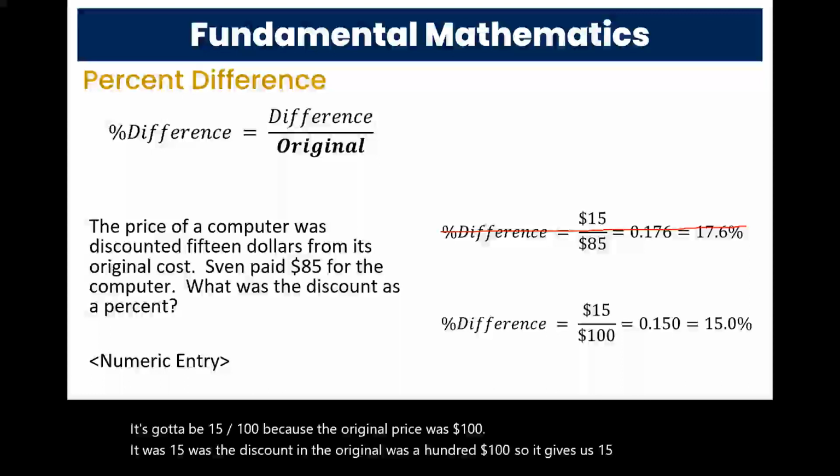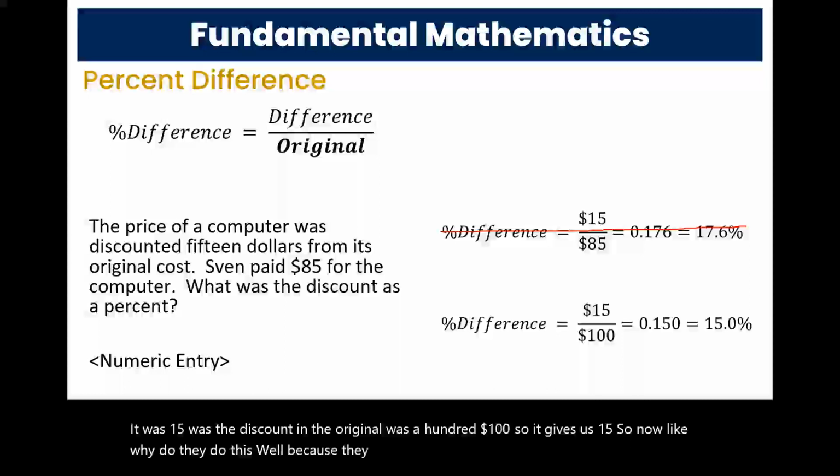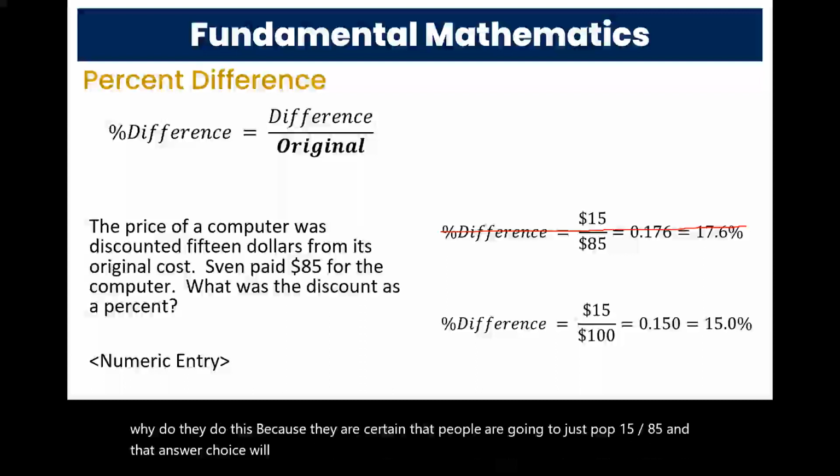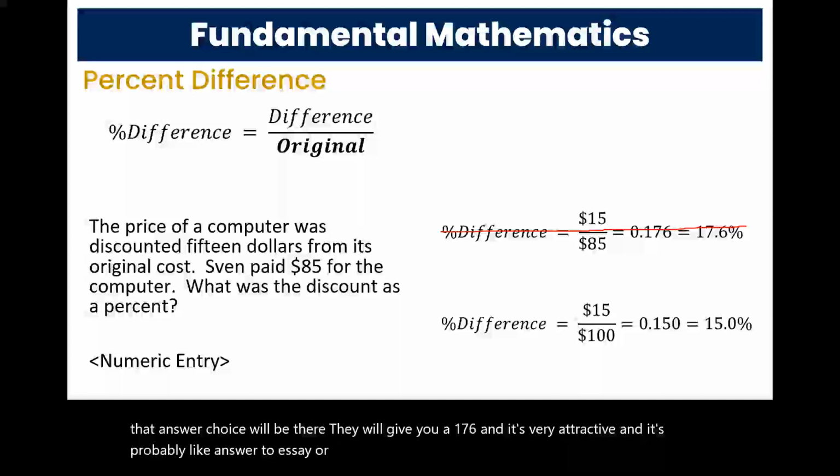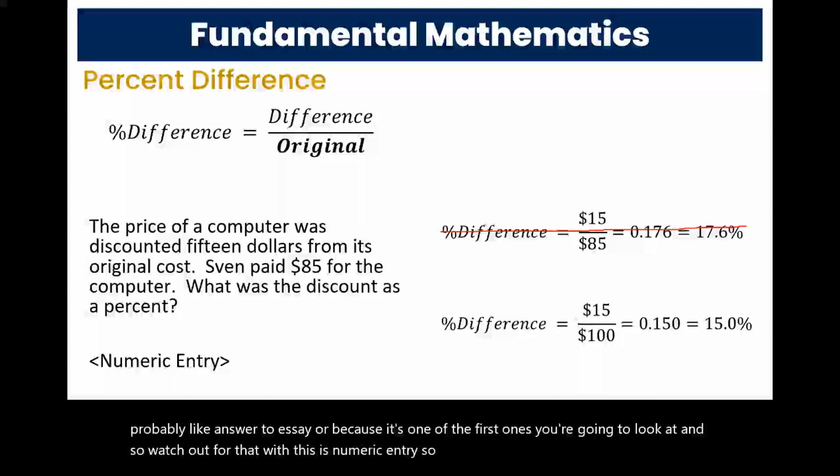So now, why do they do this? Well, because they're certain that people are going to just pop 15 over 85 and that answer choice will be there. They will give you a 17.6 and it's very attractive. And it's probably answer choice A or B because it's one of the first ones you're going to look at. And so watch out for that with, oh, well, actually this is numeric entry. So they wouldn't have actual answers like that.